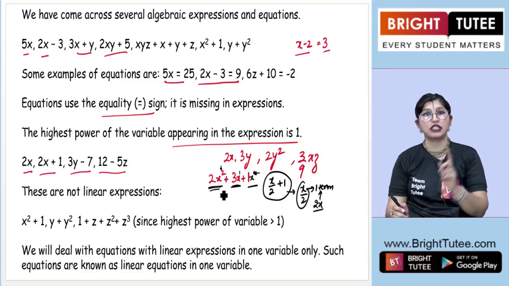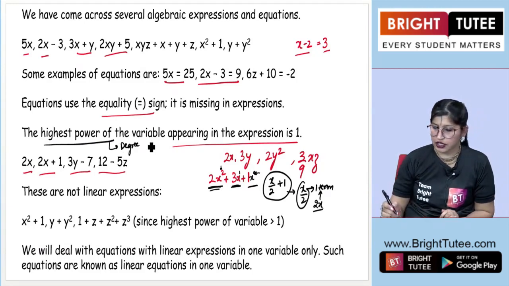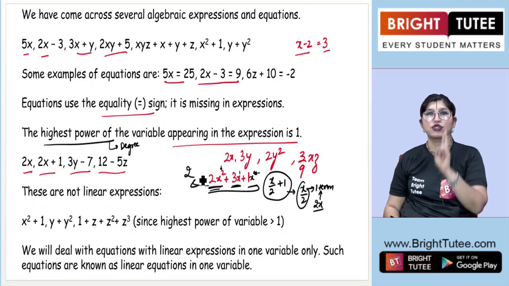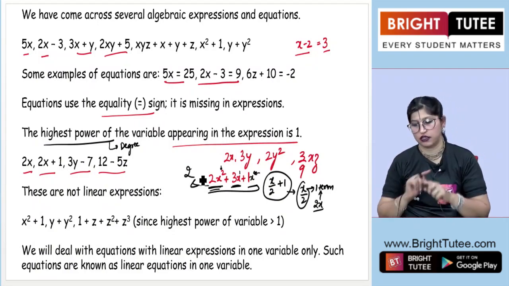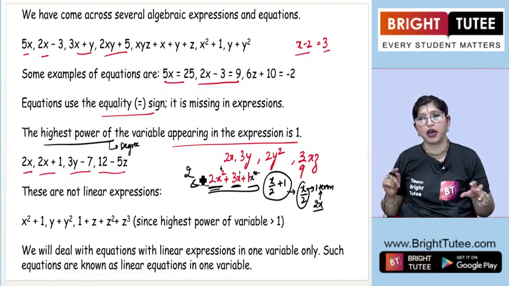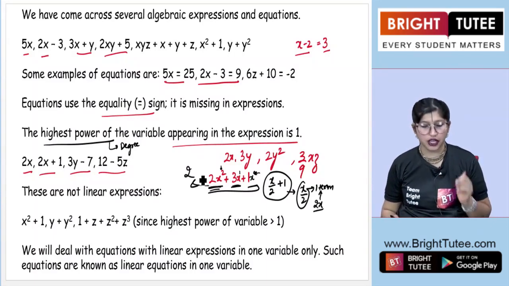Now if I'm talking about degree, the highest power of that variable is the degree. So the degree of this expression is 2. Why? Because the highest power is 2 over here. So for an individual term, that's power. For the whole expression, the highest power of that expression is the degree of that variable.